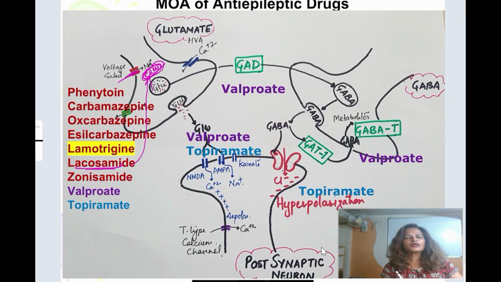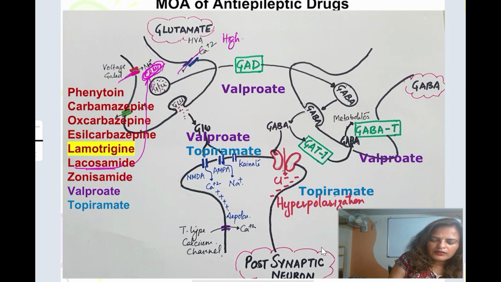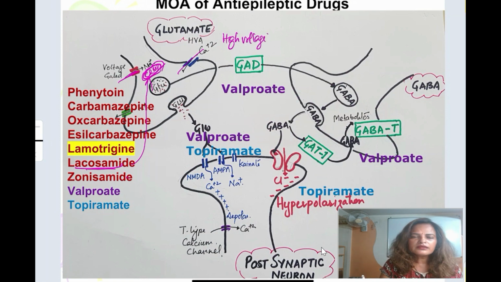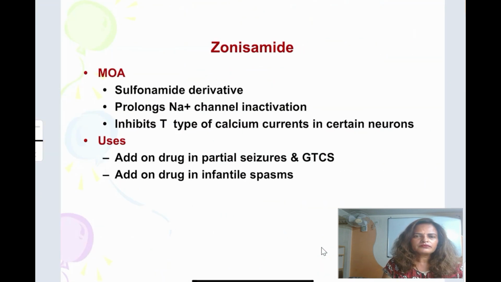Then comes Zonisamide. Here also the same action, it is going to prolong that. So Zonisamide, another important thing, you can see here calcium, this is a high voltage gated calcium channel. So there is another type of the calcium channel which we see in the thalamocortical neuron.